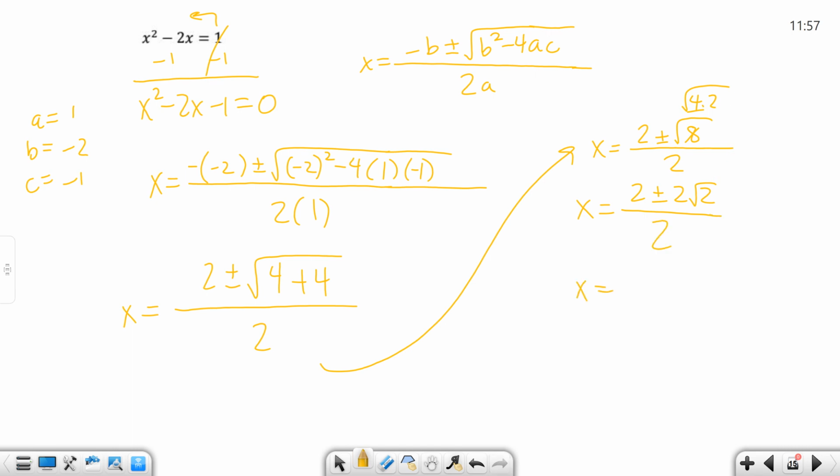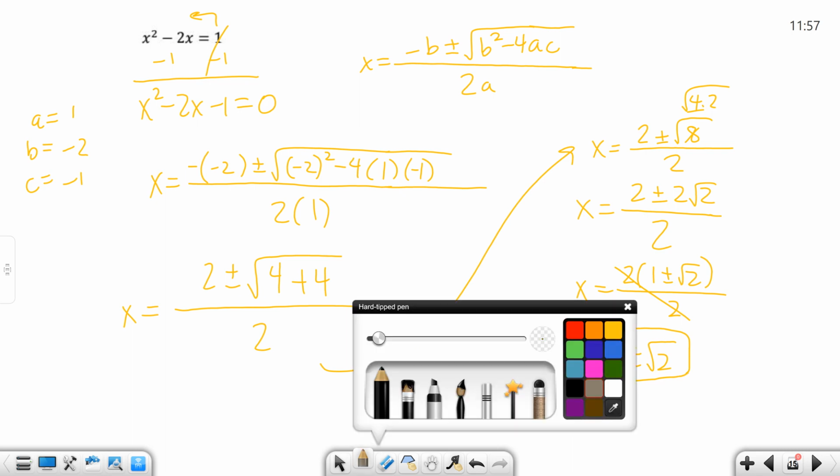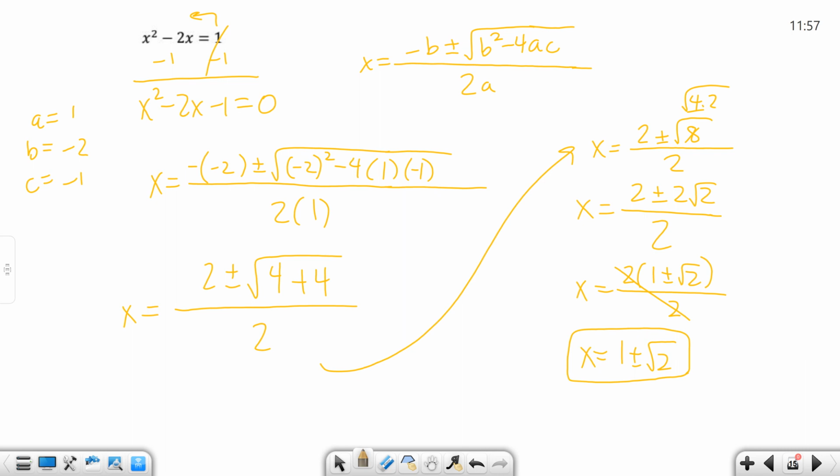And so again, I want to factor this: 2 times 1 plus or minus the square root of 2 over 2. And since that's factored, those divide out. And x equals 1 plus or minus the square root of 2.